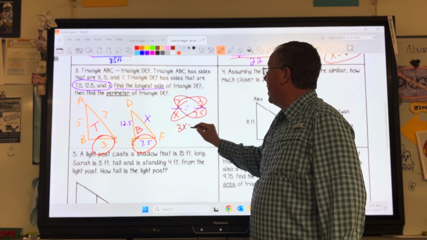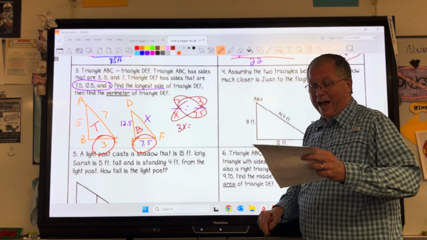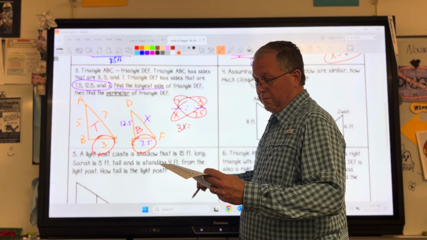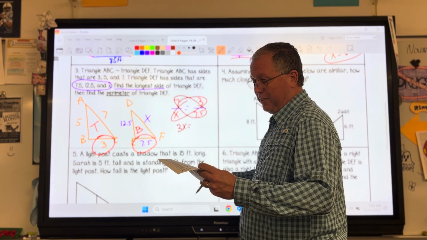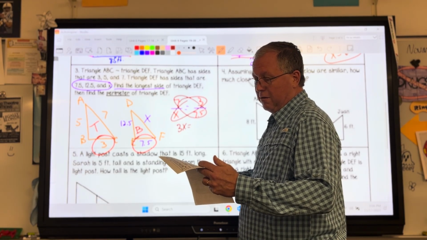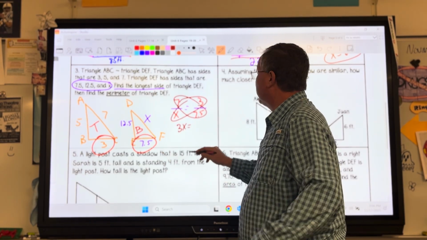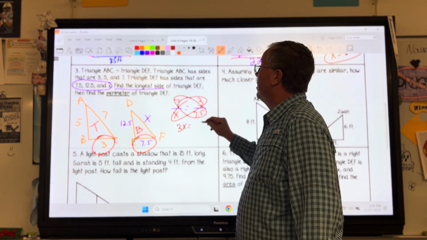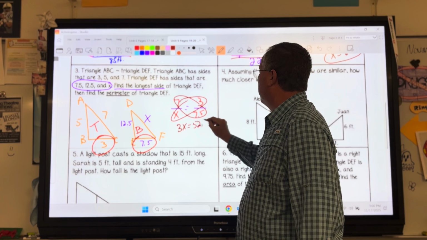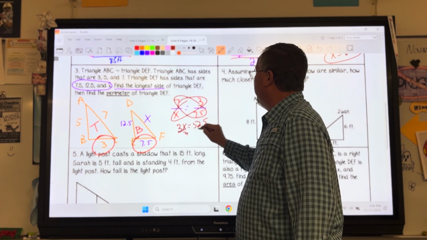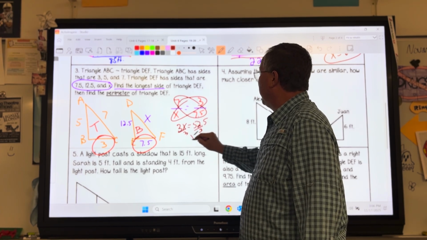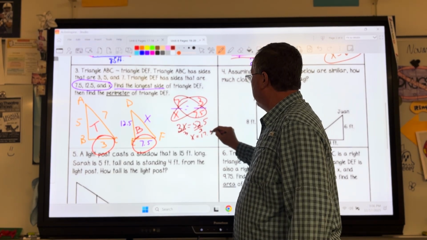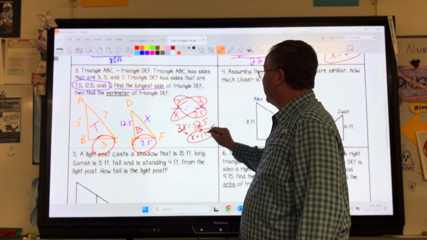3 times X is 3X. 7 times 7.5 is going to give us... I don't have my numbers here. Oh, well, that's fine, I'll do it. That's 49 plus another 3.5 is gonna be 52.5. We divide by 3, and that gives me X equals 17.5. Okay, so that's how much X is.